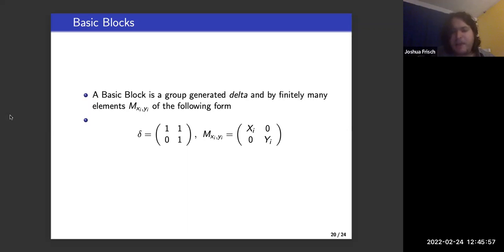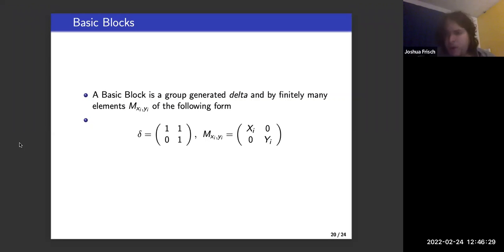And we're going to have these m_{x_i,y_i}, which are just going to be x_i on the upper left and y_i on the bottom right. So basically, we're going to have a bunch of diagonal matrices and the single 1, 1, 1, sort of the most trivial example of an upper triangular matrix that's not diagonal you can get. And the question is somehow going to be, when are these trivial and when are these non-trivial? When do these groups have a trivial boundary? When do these groups have non-trivial boundary?